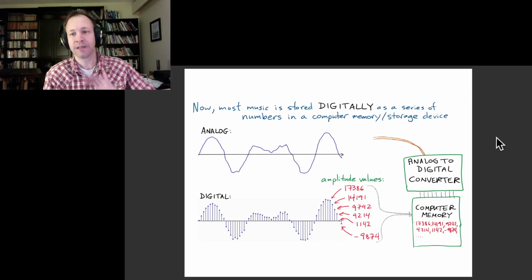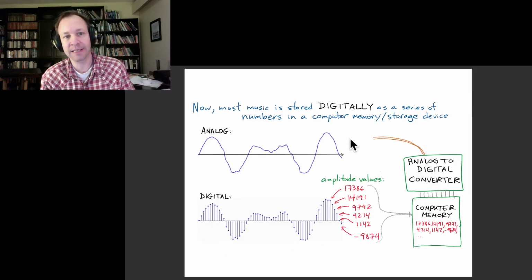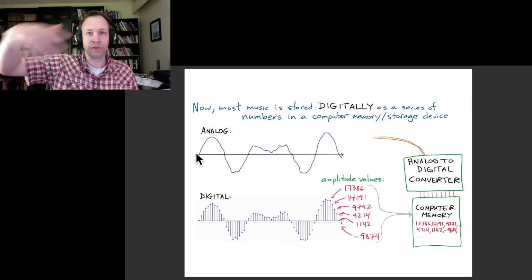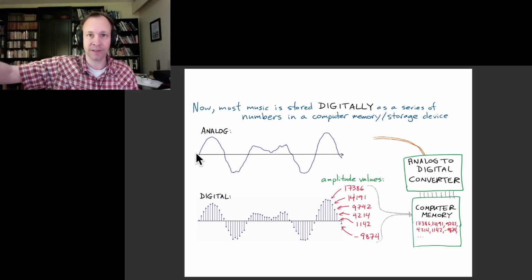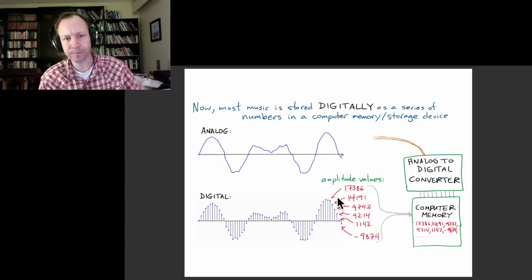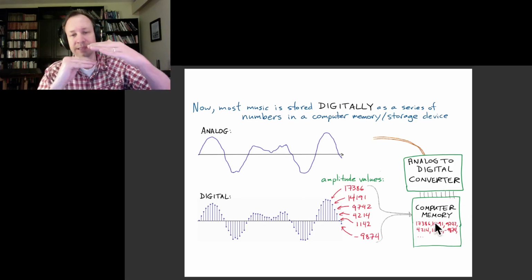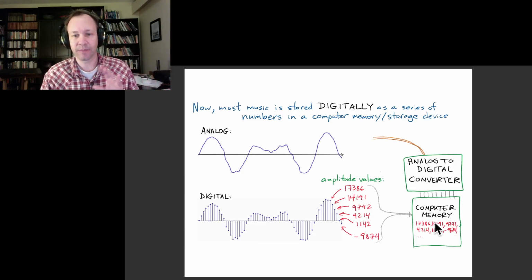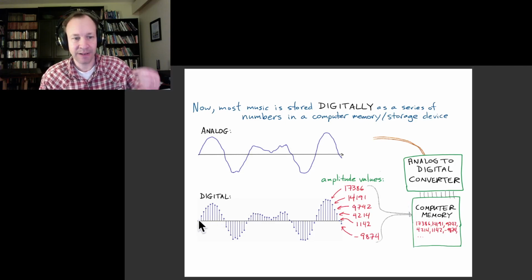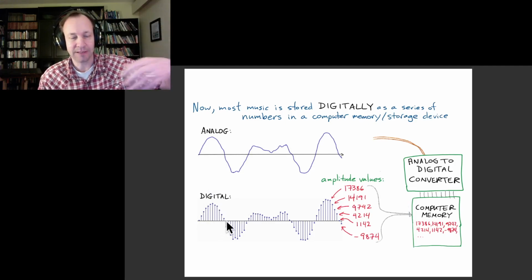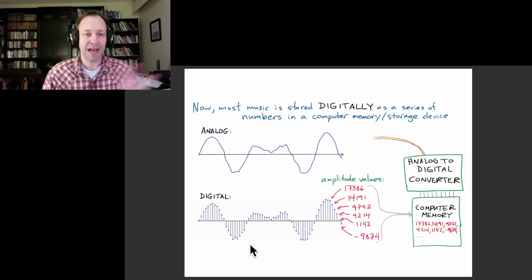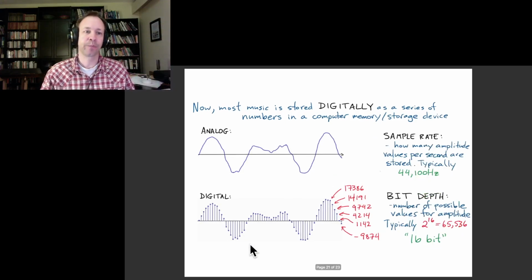Okay. So your analog to digital converter takes in this smooth analog electrical signal that might be coming from our microphone, and it just converts that into a list of numbers that are stored in the computer memory. These numbers being the values of our graph at the various times. So the strength of the signal and whether it's positive or negative at all these various times.